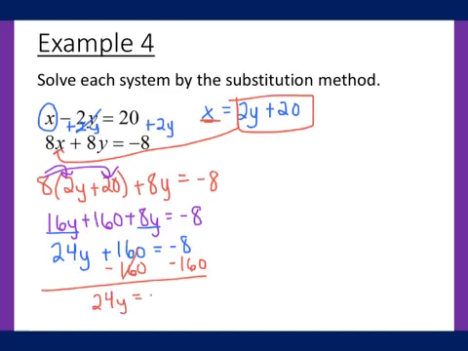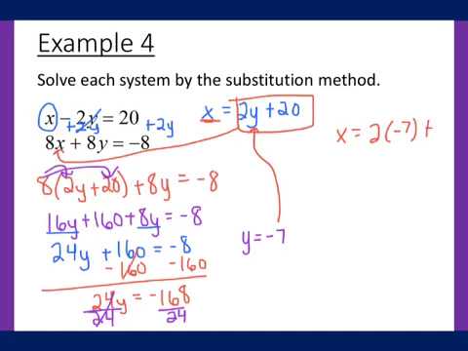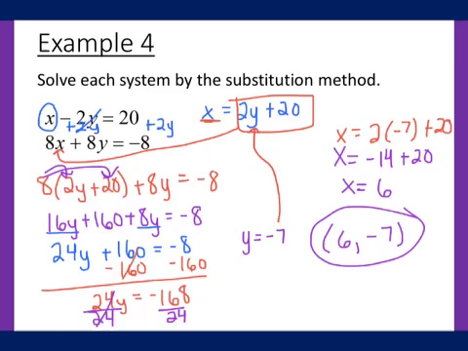So 24y equals -168. We are going to divide by 24 on both sides, and we get y equals -7. And so we take that and we plug it back in to the equation where we are solved for x. So x equals 2 times -7 plus 20. That's -14 plus 20, which is 6. So that's the point, because this was x the whole time that we were solving. x is 6 and y is -7. That would be our answer.